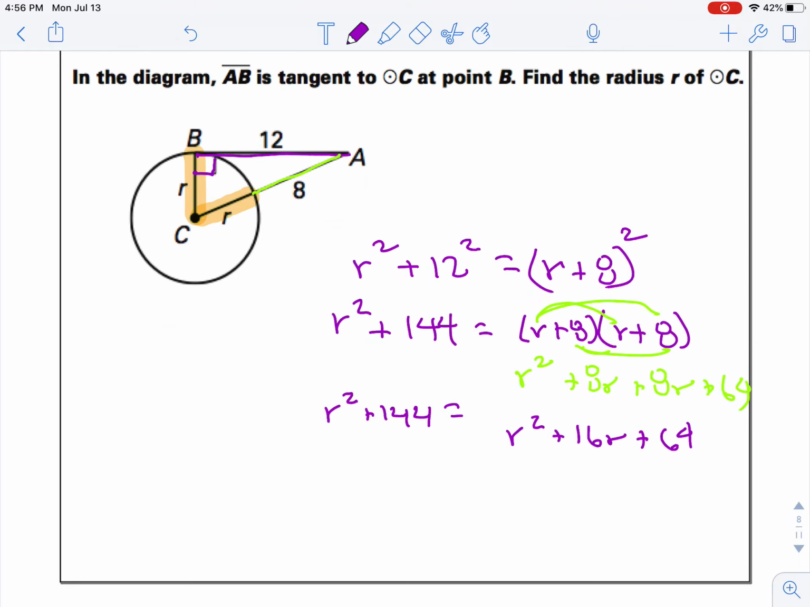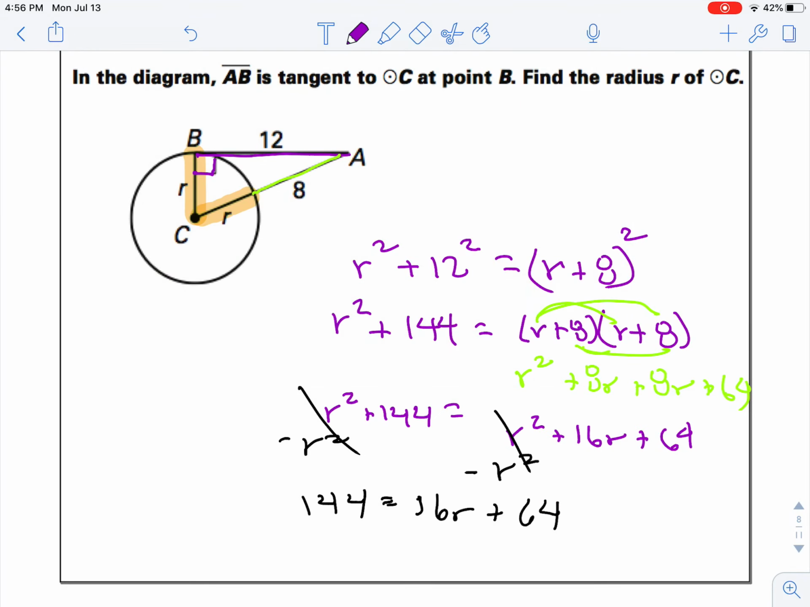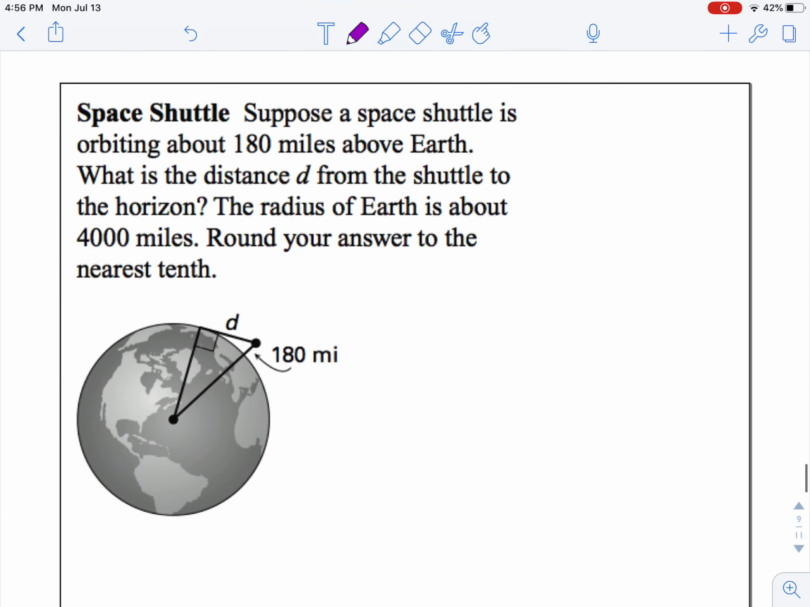So now we're going to subtract r squared from each side, and the r squareds cancel out. So now I'm left with 144 is equal to 16r plus 64. Now I'm going to continue solving. I'm going to subtract 64, which gives me 80 is equal to 16r. So then divide, and r is equal to 5 units. So my radius is 5 units long.